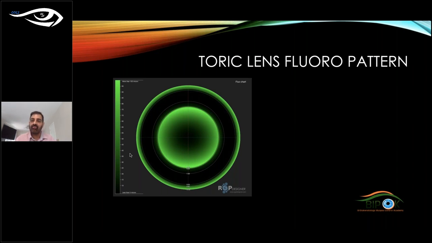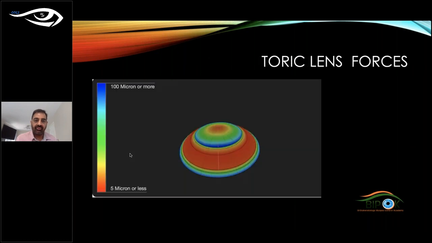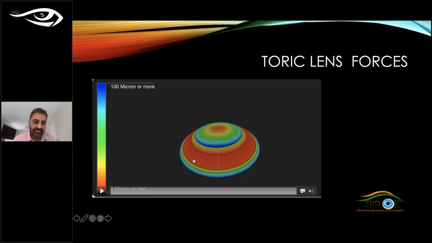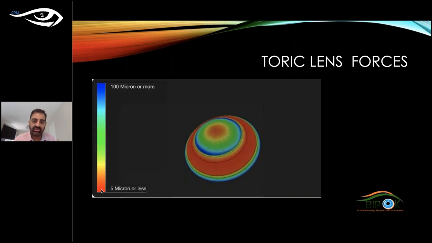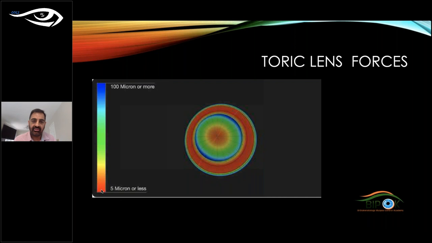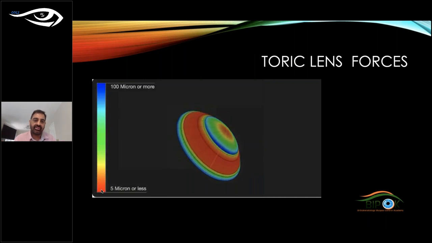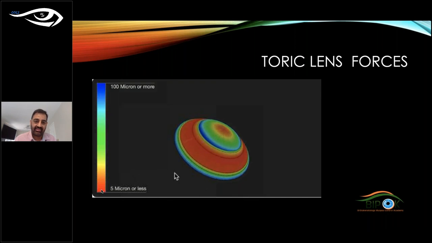So are we now at this point, virtual fitting? Yes, we are. We can do virtual fitting. Now, if you look again at the forces, again, all round forces. Remember that blue ring we want, the flattening in the middle, and then the red zone. It's all there. This is the force that's going to be applied to create that.